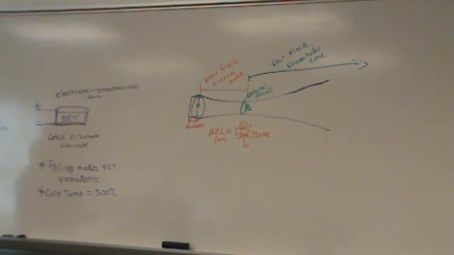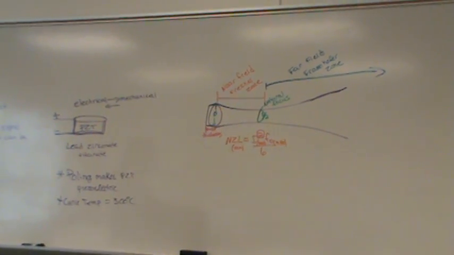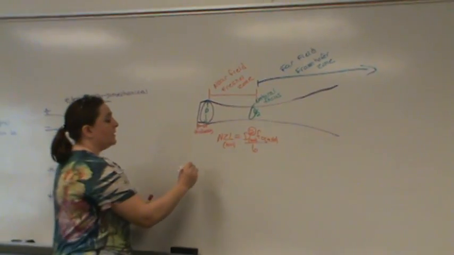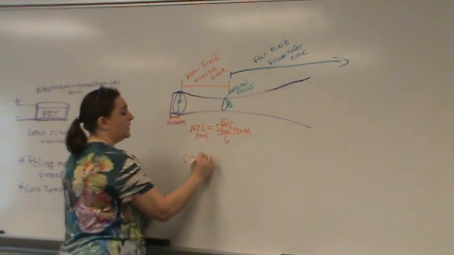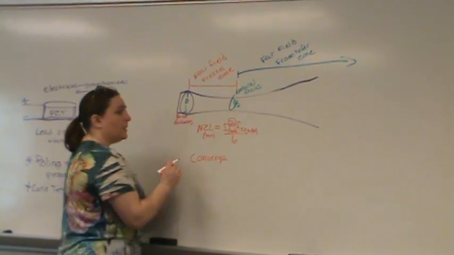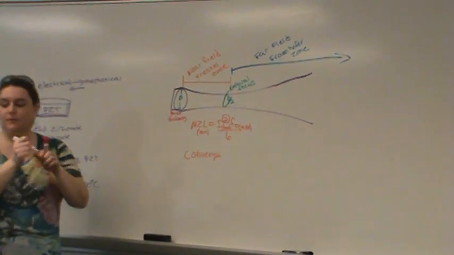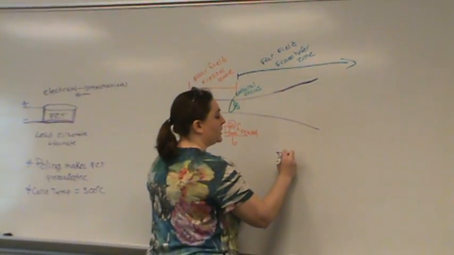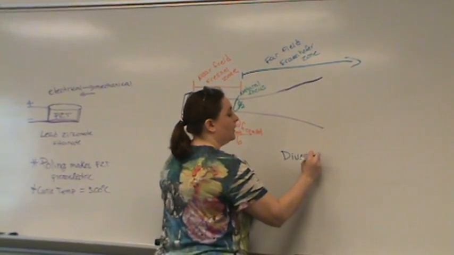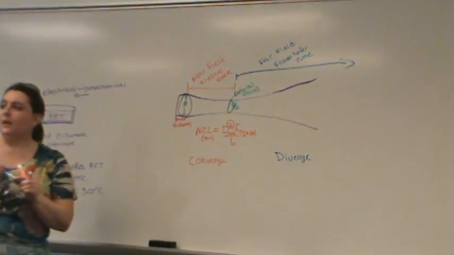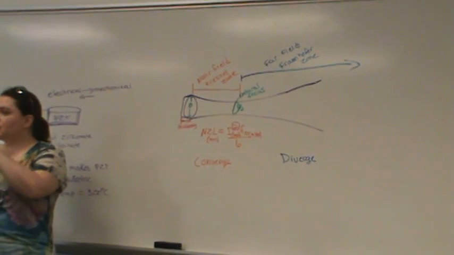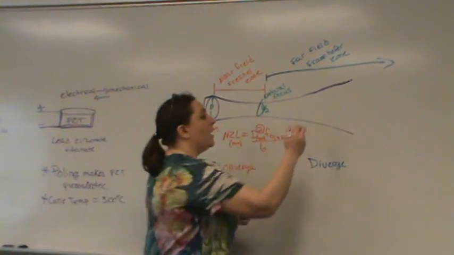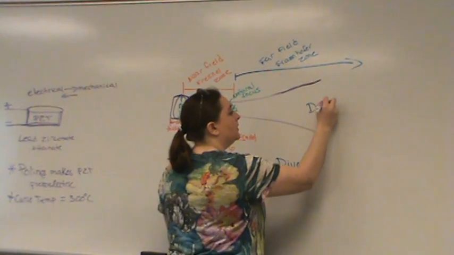A couple of other terms to get down that they'll use on the exam would be things like converge. In the near field, the beam converges, it gets smaller. In the far field, the beam diverges, so it spreads apart. And in the far field, that beam just keeps diverging and diverging. It's farther and farther apart.